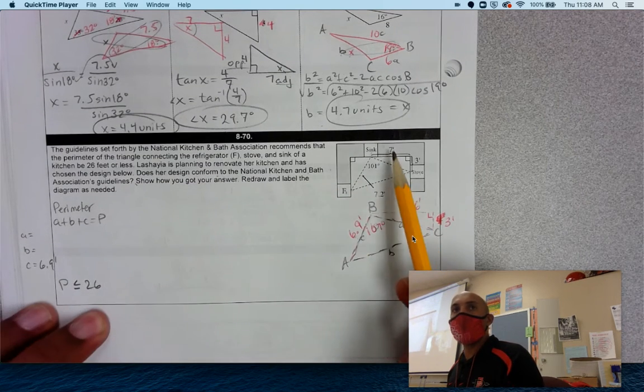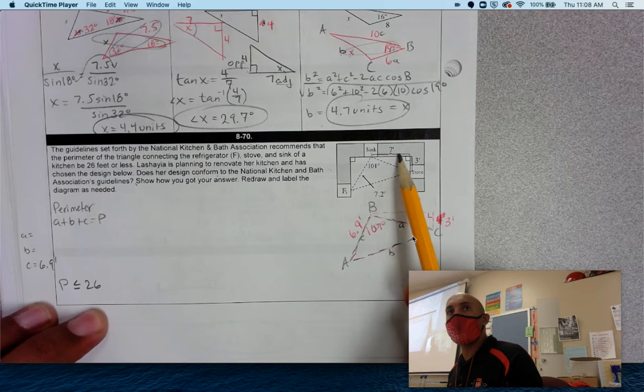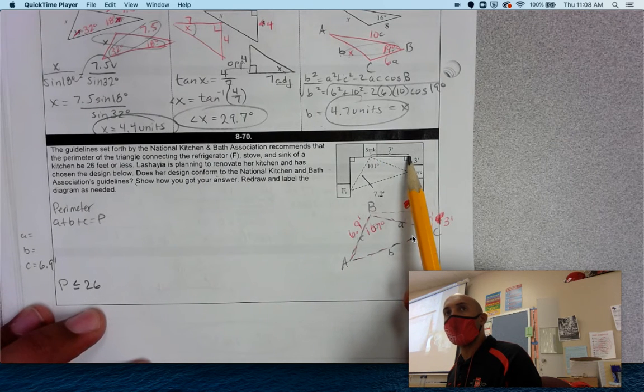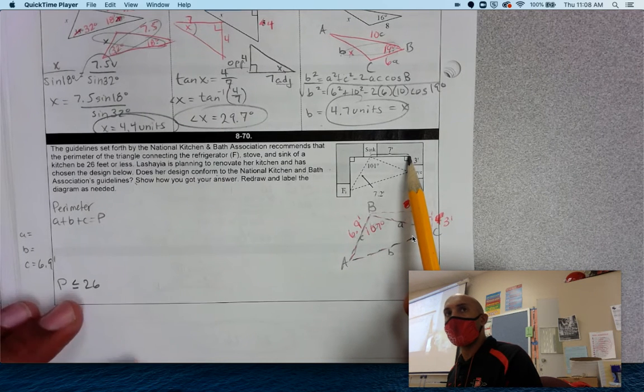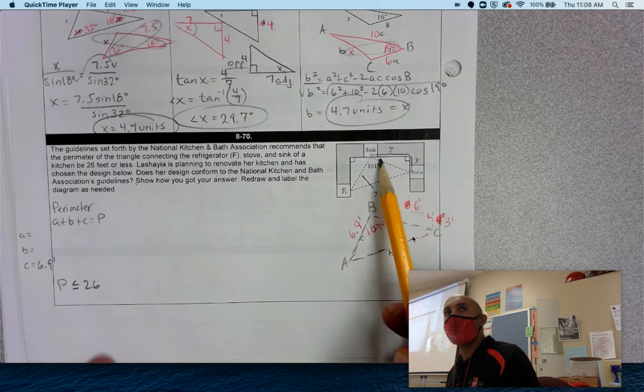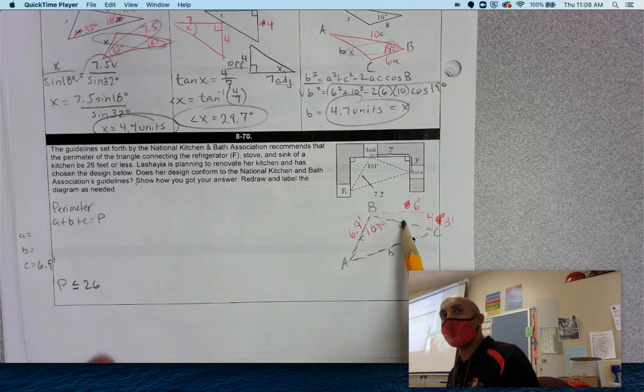So let's look at the information they give us. Now notice how they give you these measurements right here. They give you the distance from the sink over to this counter over here, and the distance from the stove to that same corner. And notice what that forms right there. There's a 90-degree angle, a right triangle. So if there's a right triangle, that means we can use those sides in the right triangle to find this side, side A.